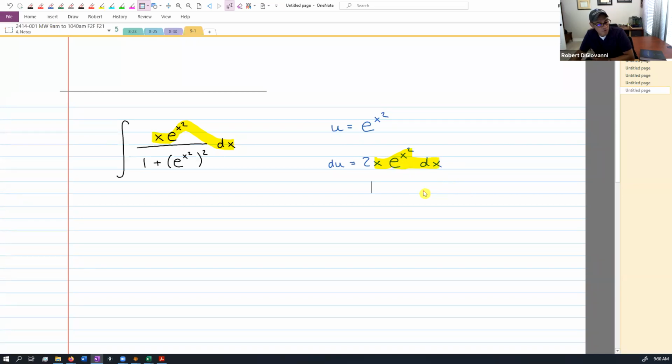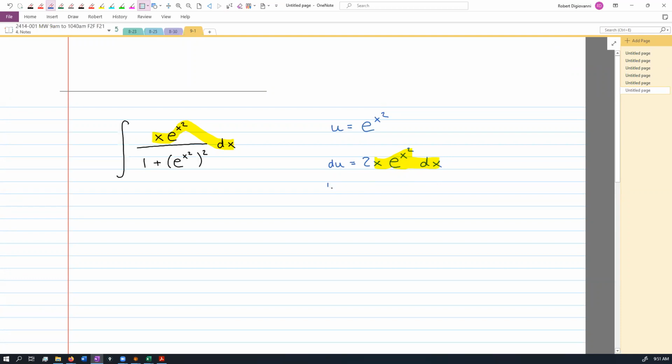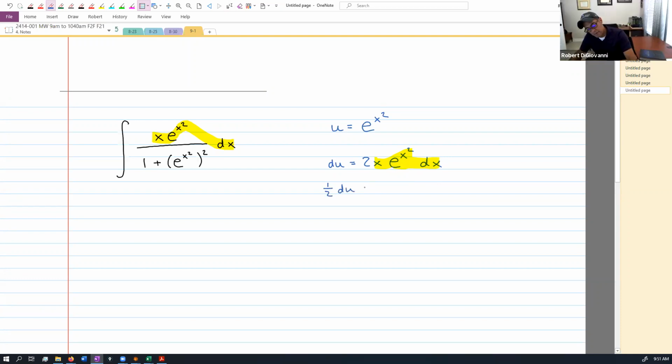So William, how would you resolve that issue? I would multiply each side by 1/2. Good, 1/2 on the left, 1/2 on the right. And now this matches exactly. And so when we rewrite the integral, all of the stuff in yellow gets replaced with 1/2 du. And then all the stuff in the green right there gets replaced with u.